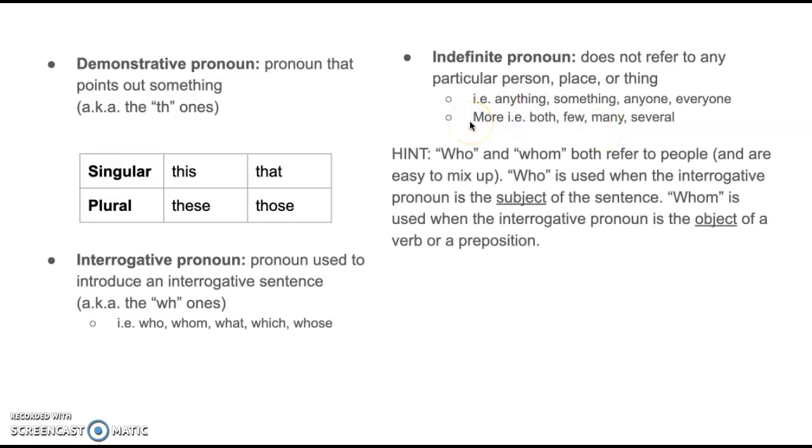Hint: who and whom both refer to people and are easy to mix up. If you've ever been in a conversation with a grammar nerd and they correct you, saying, "I think you mean whom, not who." Well, here's the difference. Who is used when the interrogative pronoun is the subject of the sentence, and whom is used when the interrogative pronoun is the object of the verb or a preposition.